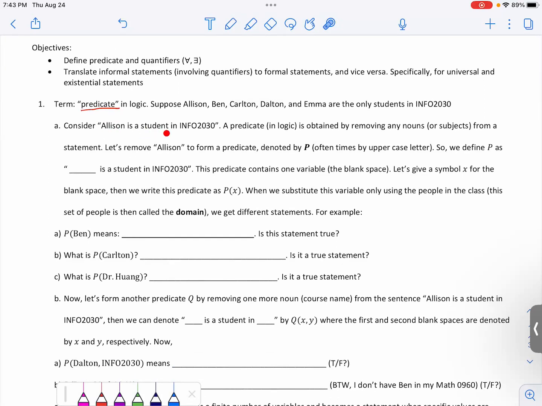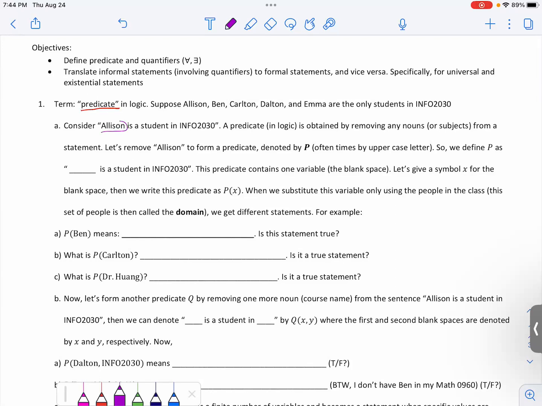Allison is a student in info 2030. How do we form a predicate? A predicate in logic is obtained by removing any nouns or subject from a statement. Of course, there are more than one noun in this statement. Let's begin with an easy one. Say, let's remove the proper noun here, Allison.